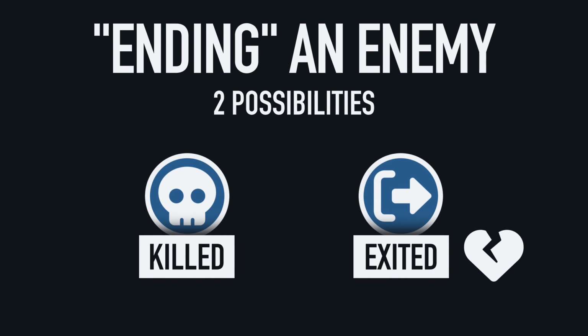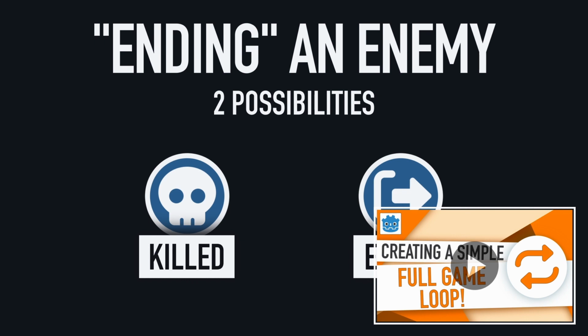Note that in this tutorial, we won't take care of creating a global life count for the player, so an enemy exiting the level won't actually have any impact other than reducing the wave counter. But you could do it quite easily by using some game manager script, or even an autoload with global variables, as we discussed in this previous video of the series.